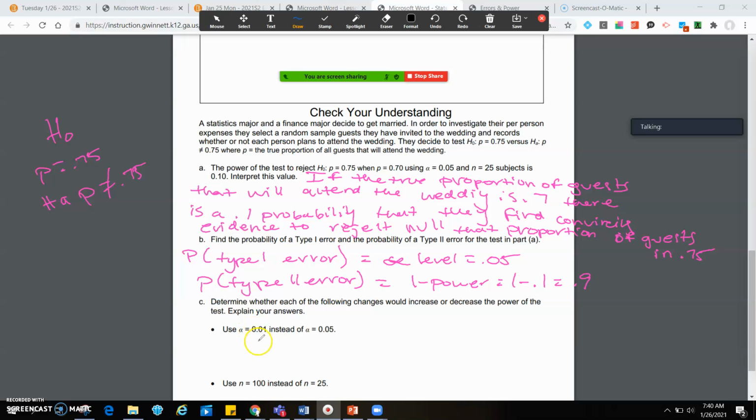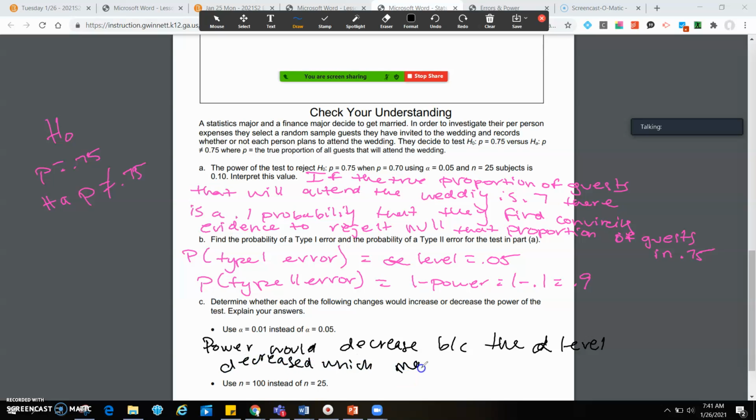On part C, it says determine whether each of the values changing would increase or decrease the power of the test. Explain your results. So use alpha equals 0.01 instead of alpha equals 0.05, so our alpha is decreasing. So power would decrease because the alpha level decreased, which makes it harder to reject the null.